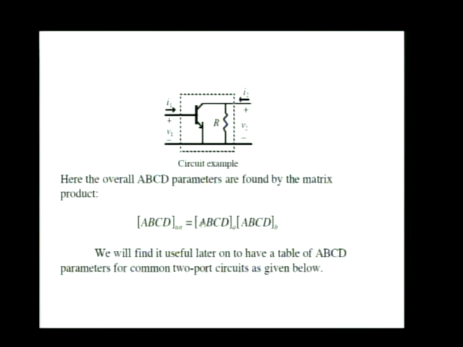A of two-port A times A of two-port B plus B. Well, it's the matrix product. You know how to do the matrix product of a pair of 2x2 matrices. Make sure you do know how to do that matrix product. Okay.